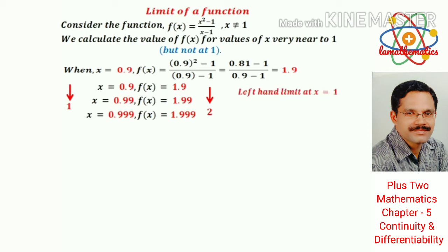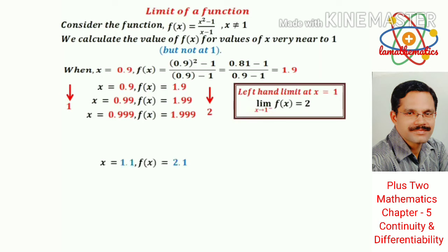This is called the left hand limit of f of x at x equal to 1, and we write limit x tends to 1 minus f of x equal to 2. When x equal to 1.1, f of x equal to 2.1. When x equal to 1.01, f of x equal to 2.01.